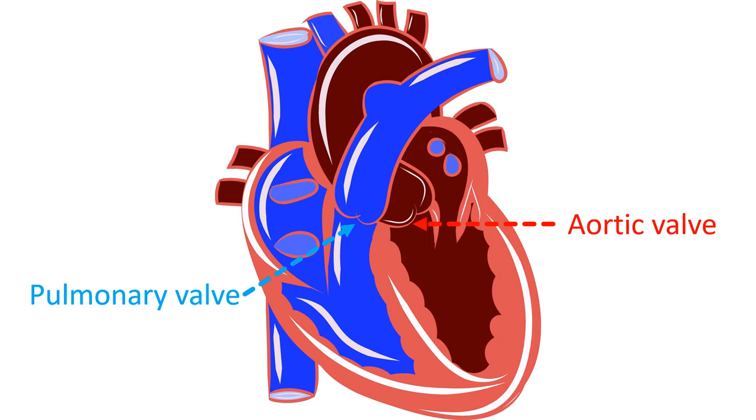From the right atrium, blood moves to the right ventricle across the tricuspid valve. The pulmonary valve guards the opening to the pulmonary artery and the aortic valve guards the opening to the aorta.